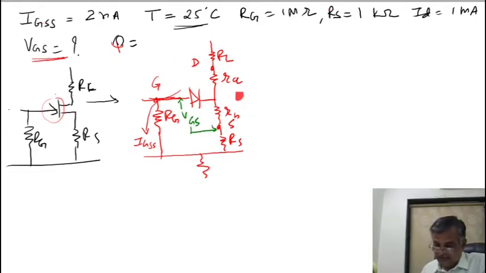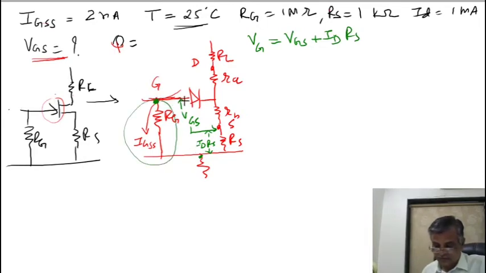From this diagram I can write that the gate voltage, this voltage with respect to ground, is VGS plus ID into RS. This voltage is IDRS. So the gate voltage is equal to VGS plus IDRS, which I have written here.